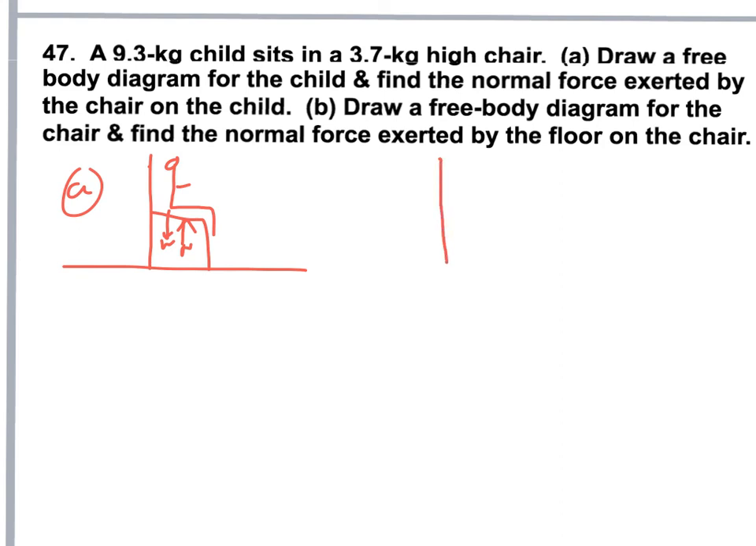And then for the second one here, we have a child sitting here on this chair, and so now it's in relation. This is the normal force exerted by the child on the chair. I'm sorry, B is draw the free body diagram for the chair, and then find the normal force. So the chair is being supported by the floor.